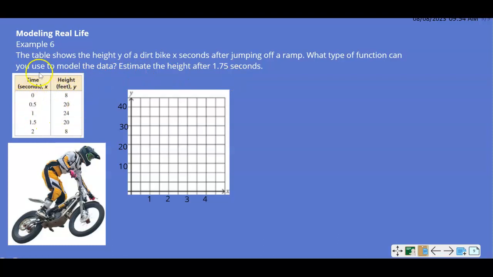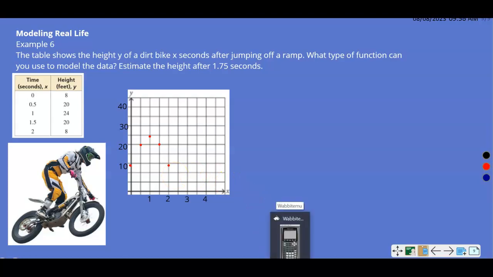All right, so we're given a table here. I can see that x is in seconds, and it goes from 0 to 2. So you can see on the x-axis, I just put small numbers here. And then the height in y goes up to 24, so I went by tens here. You can use a different scale if you want. But what I want you to do is just pause the video and graph these points so we can determine what type of function we're looking at. All right, if you graph the points, hopefully you can see this looks like a quadratic function. It's an upside down quadratic, so it will be negative, but it is a quadratic function.